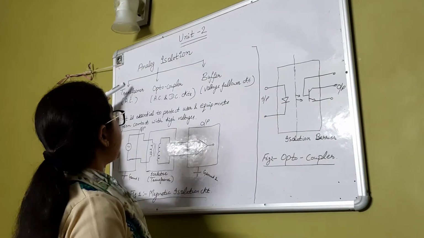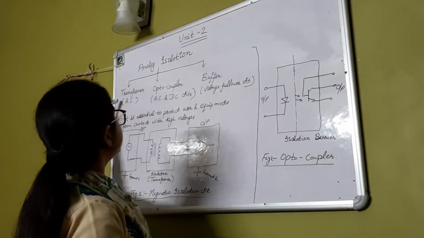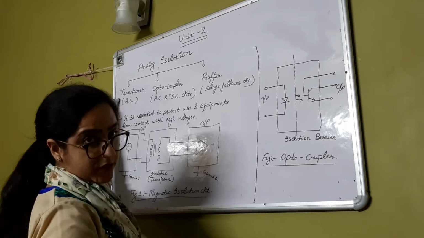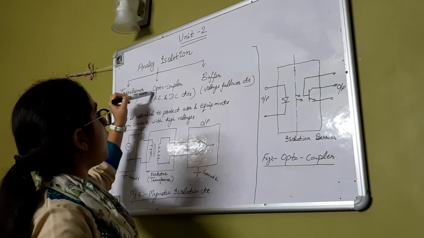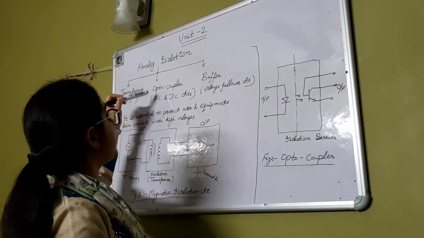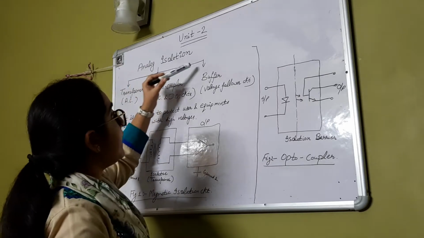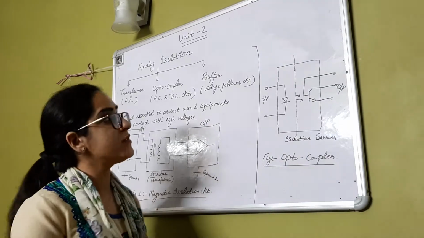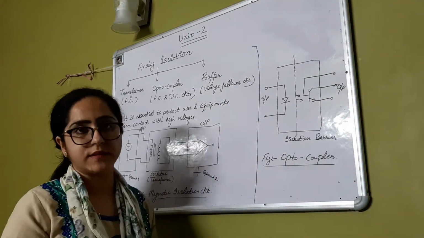So analog isolation is divided into transformer, that is magnetic isolation; it can be done through optocouplers, which can be used in AC and DC circuits; and third is buffer or isolation amplifiers, whose other name is voltage follower circuits.